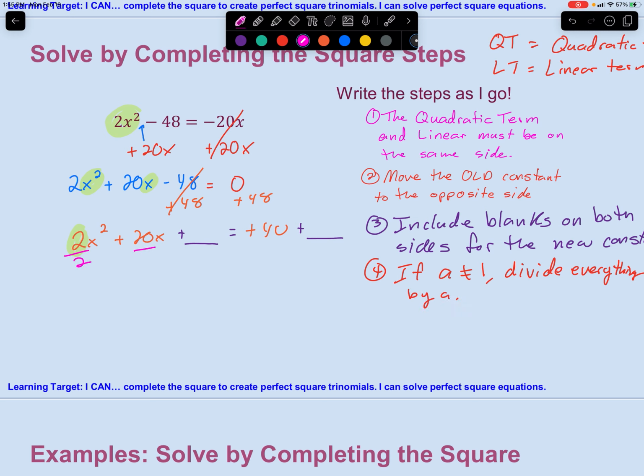I'm just going to divide everything by 2, ignoring my blanks for now because there's nothing in there. x squared plus 10x, bring down my blank, equals, that was 48, wasn't it? 48 divided by 2. So that'll be 24, and I still got my blanks.